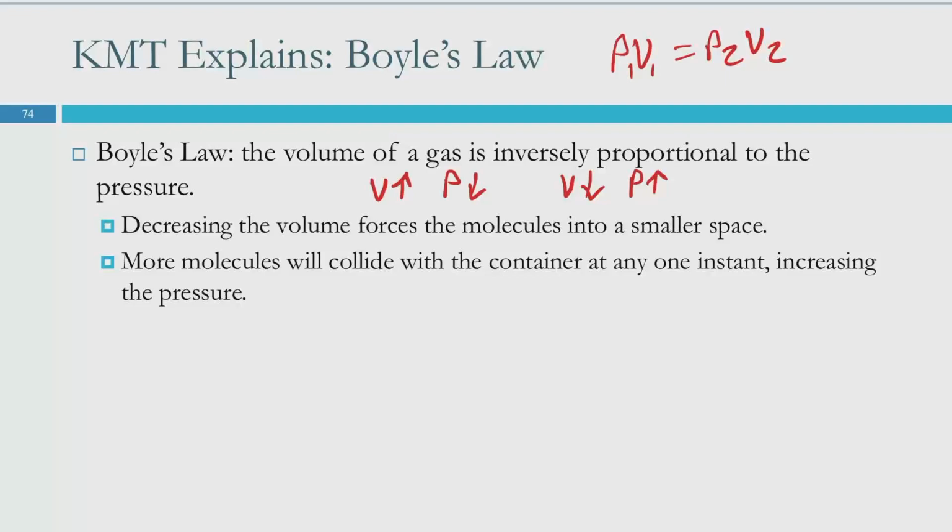And kinetic molecular theory thinks about our gases as little ideal spheres that take up no space and just collide off of each other. It lets us know that decreasing the volume would force the molecules into a smaller space. If we're squeezing down, all of our particles now have to cram into a smaller amount of space, and so they're going to collide more with each other. So this is going to increase collisions.